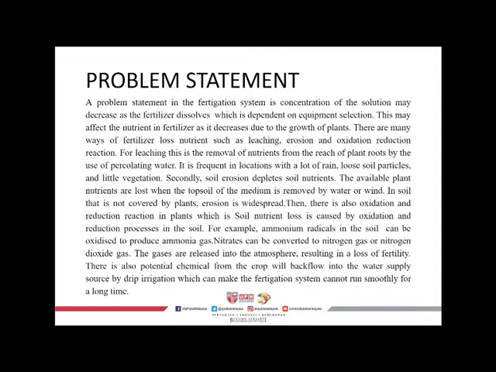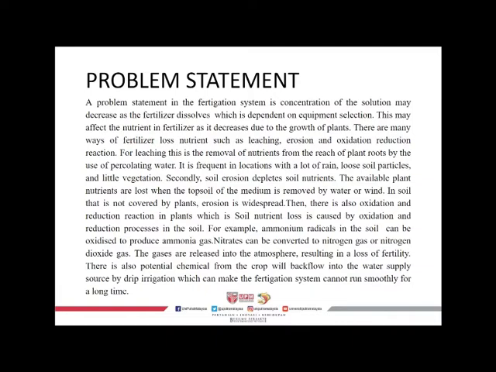Secondly, soil erosion depletes soil nutrients. The available plant nutrients are lost when the topsoil of the medium is removed by water or wind. In soil that is not covered by plants, erosion is widespread. Then, there is also oxidation and reduction reaction, where soil nutrient loss is caused by oxidation and reduction processes in the soil. For example, ammonia radical in the soil can be oxidized to produce ammonia gas. Nitrate can be converted to nitrogen gas or nitrogen dioxide gas. The gases are released into the atmosphere, resulting in a loss of fertility.